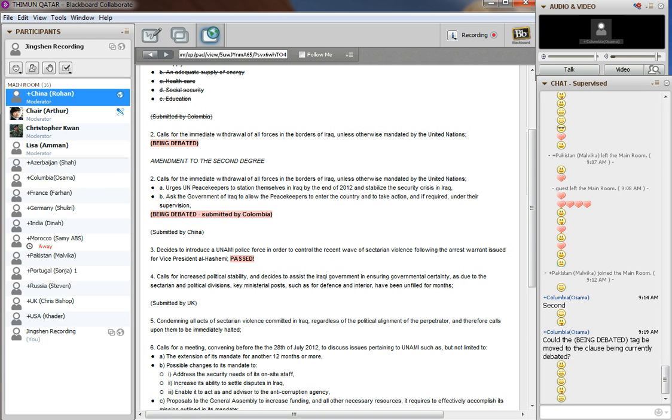Thank you. The floor is now open for time for this amendment. Are there any in the House? Are there any delegates that wish to speak for this amendment?